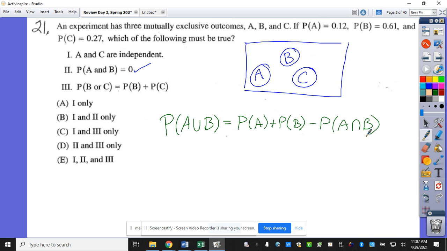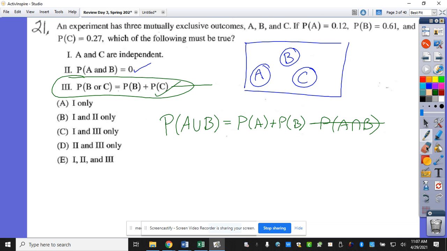Alright, so that's a little bit different. But what do we know about these two things? We just talked about it. It's 0, so we didn't have to write it. So is it true that probability of B or C is probability B plus probability C? That one you really need to know. That one concerns me the most.